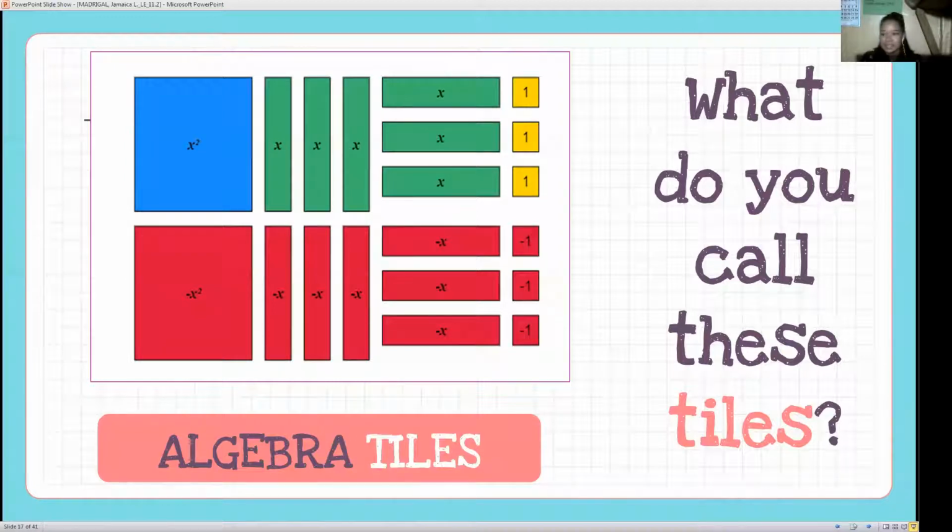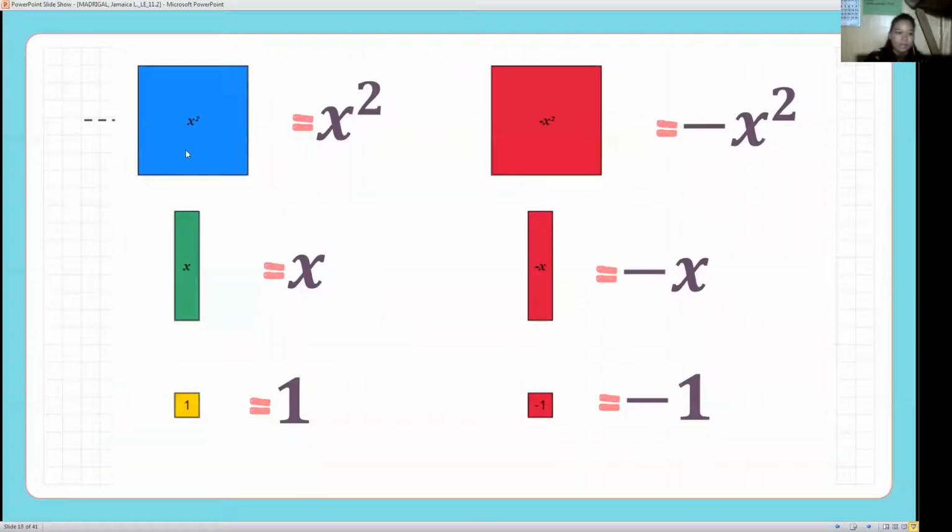Now, let's recall the name of those tiles. We have here one big blue square that stands for x squared. This red big square stands for negative x squared. This green rectangle is labeled as x, while this red rectangle is labeled as negative x. This small yellow square stands for 1, and this red small square stands for negative 1.